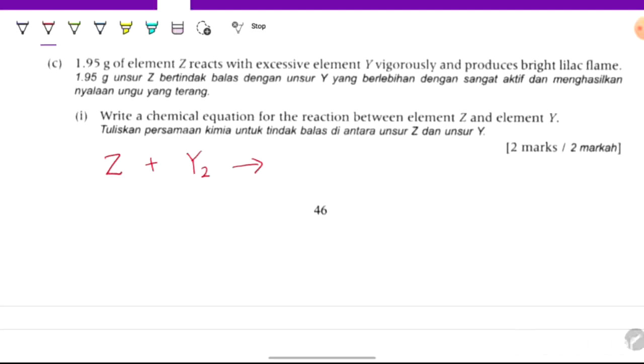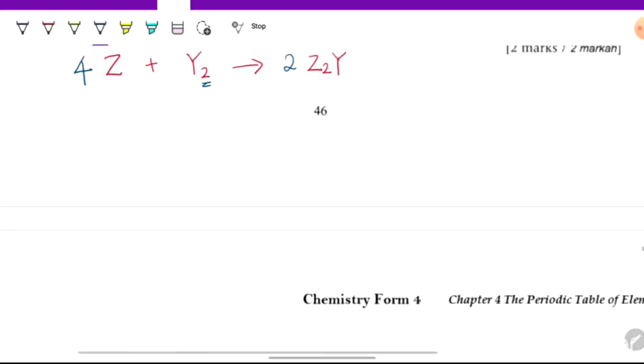The metal oxide becomes Z2Y, because oxide is 2 minus and potassium is 1 plus, so interchange the charge, becomes Z2Y. It is not balanced, so we have to balance the equation first. Y2 here is 1 only, so times 2. So here Z2Y times 2 means 4. So you need 4Z for the reactants.